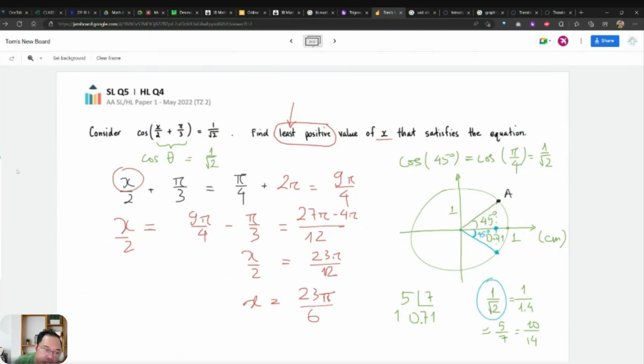So in this case, if I change the pi over 4 to minus pi over 4, let's see. x over 2 plus pi over 3 equals minus pi over 4. x over 2 is equal to minus pi over 4 minus pi over 3, which will be negative also. So instead of writing minus pi over 4, I can write it by taking the measurement of the angle in the counterclockwise direction. It means 360 degrees minus 45 degrees equals 315 degrees.